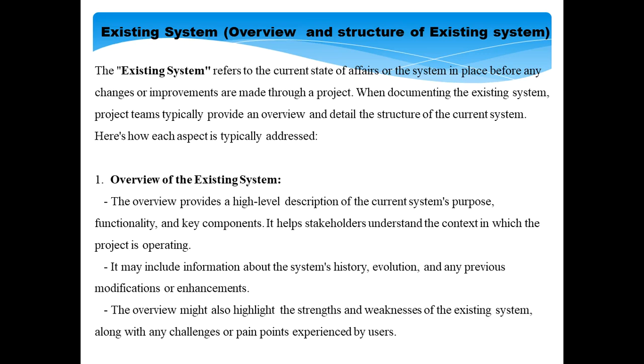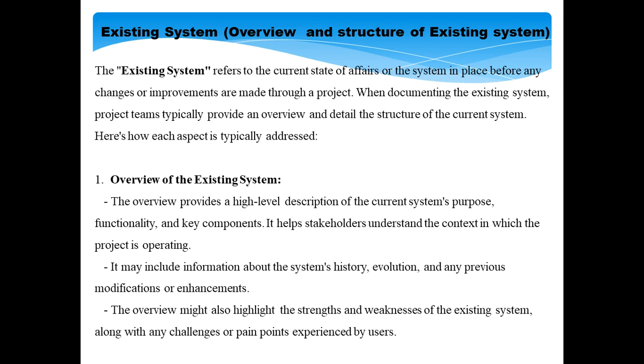So when documenting the existing system, project teams typically provide an overview and detail the structure of the current system. Here is how each aspect is typically addressed. So we shall look at how the aspects are typically addressed. Number one, we have the overview of the existing system. So the overview provides a high-level description of the current system's purpose, functionality, and key components. It helps stakeholders or members to understand the context in which the project is operating.